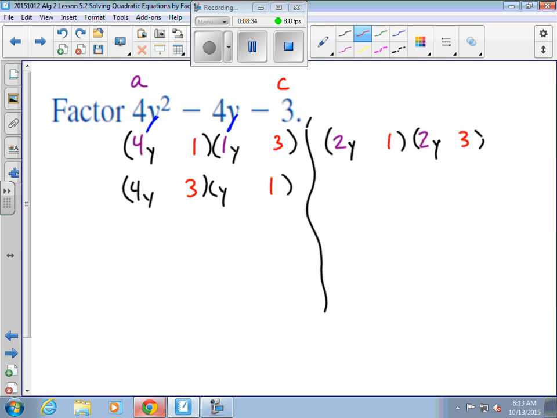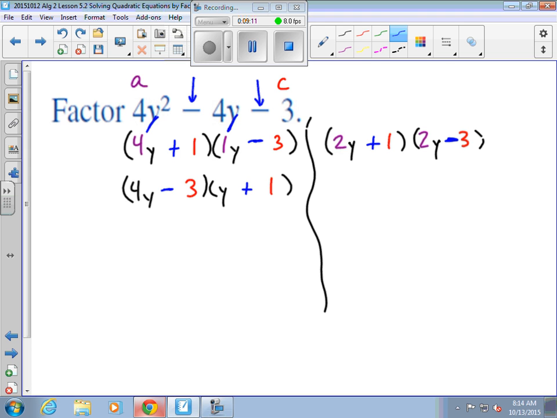Okay. Remember, this sign right here, the same thing like earlier, this one tells you they're either the same or they're different. It's negative, so they're going to be different signs. Since they're different, this one tells you the bigger one is negative. So if that holds true, -3, +1, -3, +1, -3, +1. Which one of these pairs gets you back to your original trinomial 4y squared minus 4y minus 3? That's what we're going to determine now.